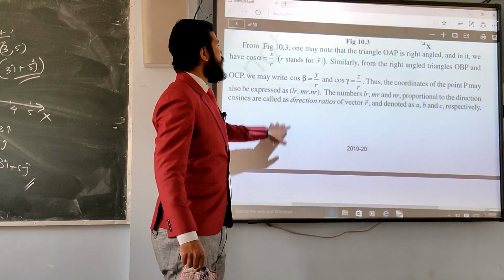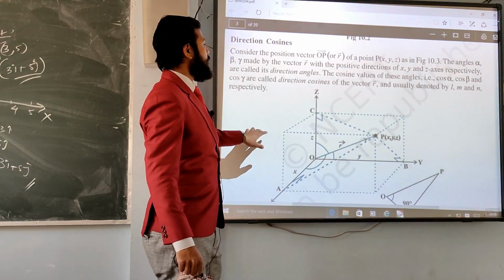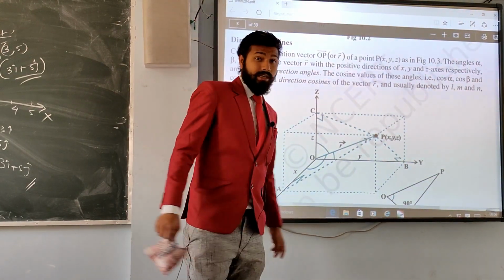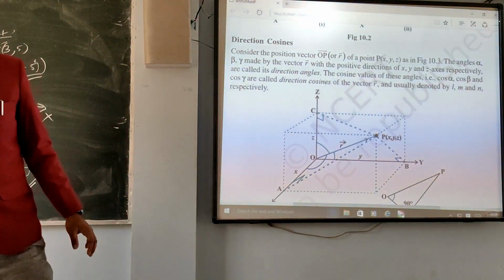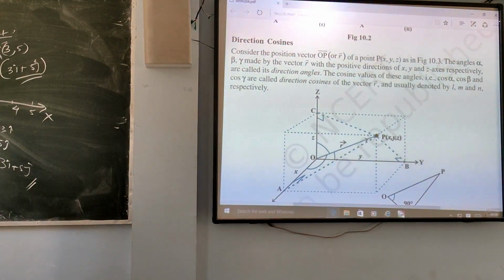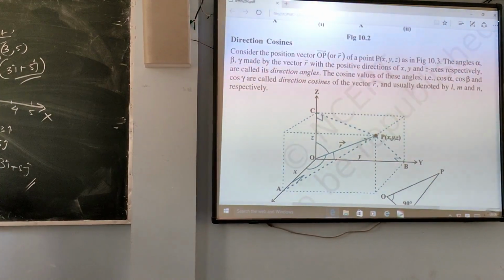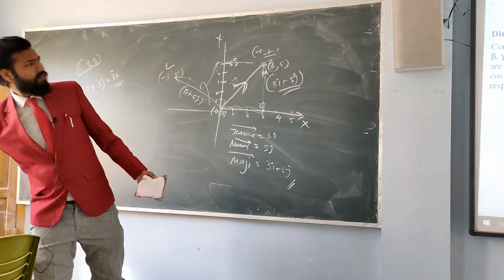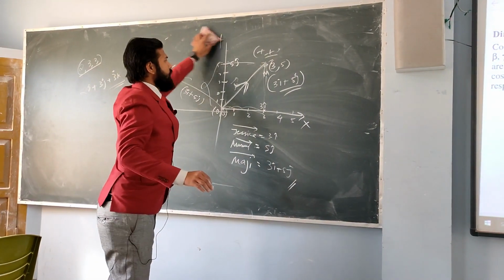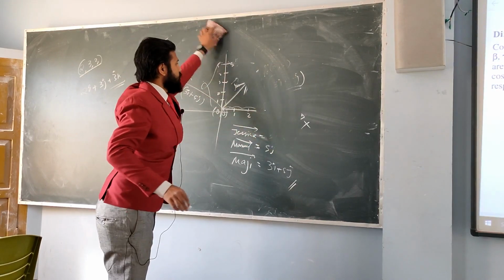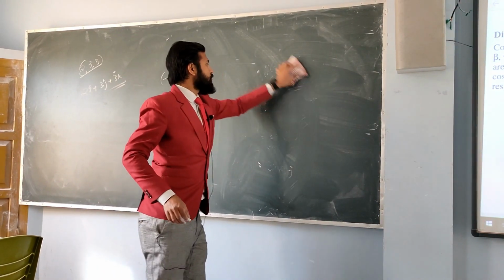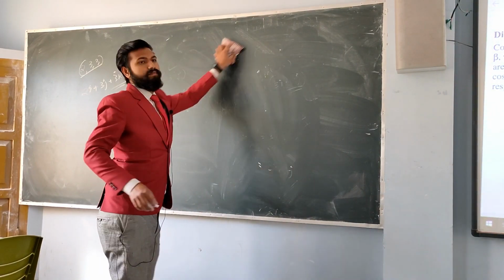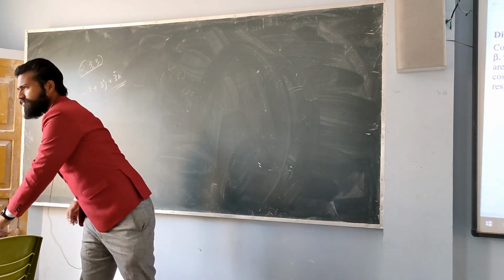Now the next topic is very interesting and very important. It is called direction cosine, direction ratio. I will teach it very nicely. I have one more class, don't worry. Listen carefully to what I'm going to say. The question is like this.